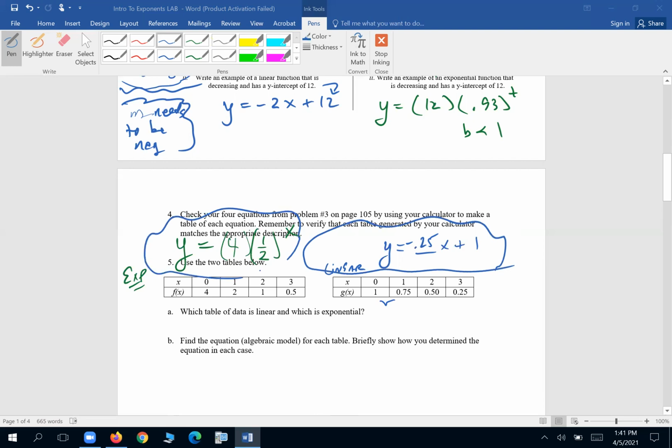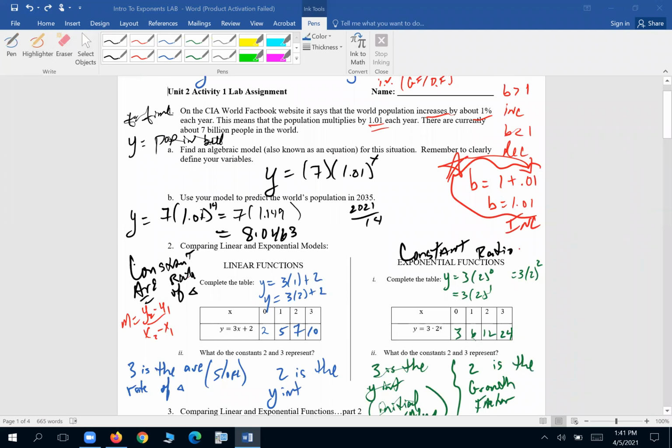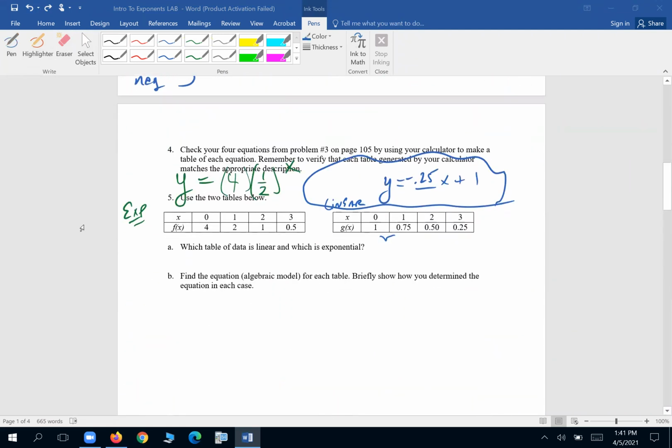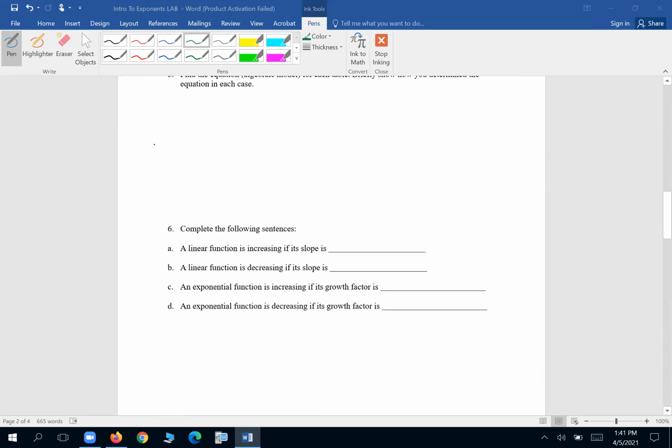The only reason why I wanted to do that, sorry, let me scroll back down here. My computer's just jumping. Is so that we can answer part B. Well, I guess this is find the equation for each table. So we already did it and we already talked through it. So we're good.